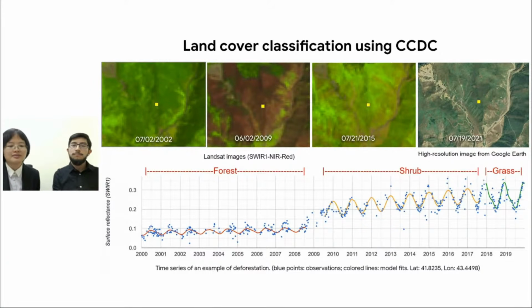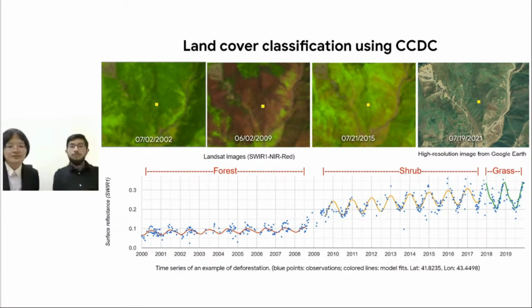The first segment will be classified as forest. There was a fire in 2008. After the fire, the land cover became shrub. So the second segment will be classified as shrub. After another disturbance, the land cover became grass. So the third segment will be classified as grass. And this example shows how to classify land cover using CCDC.